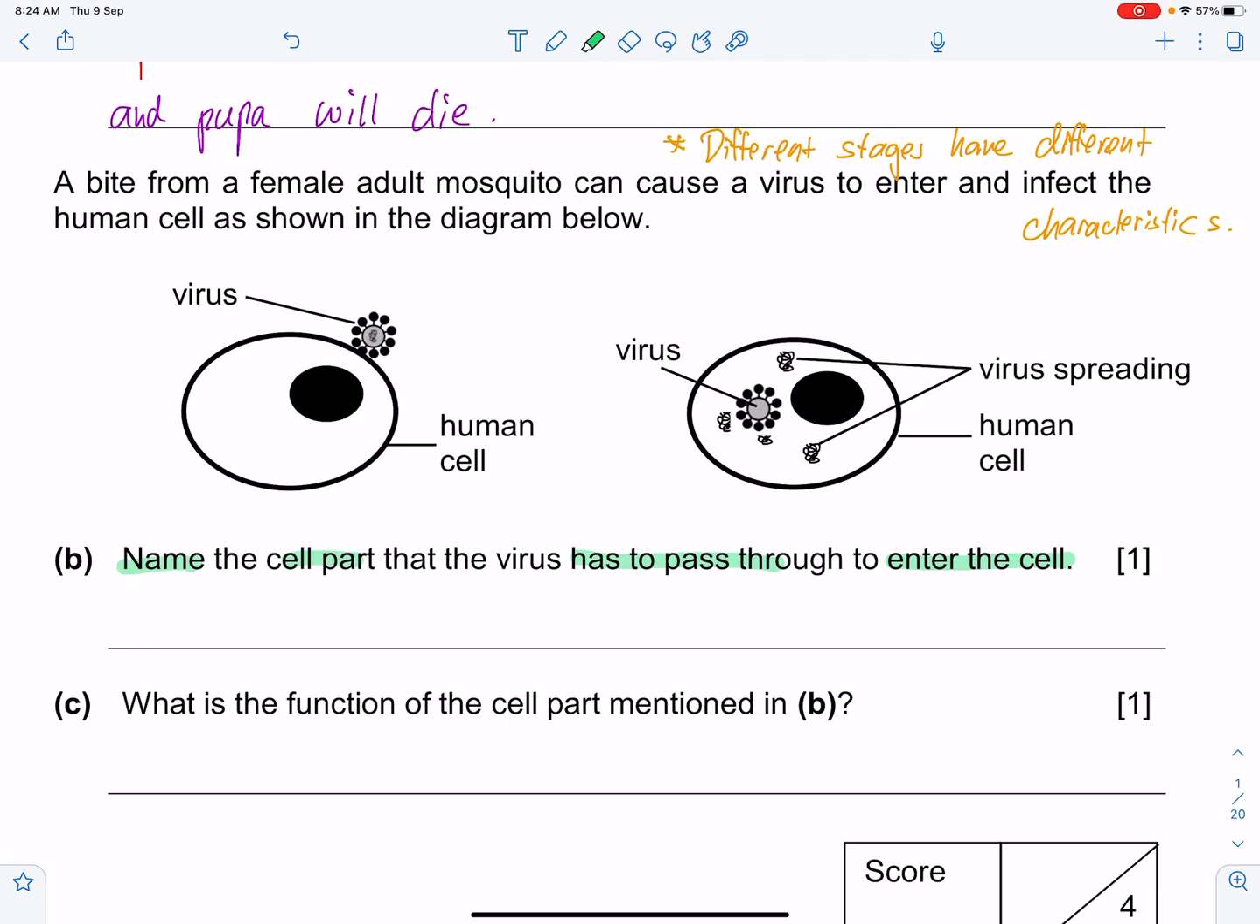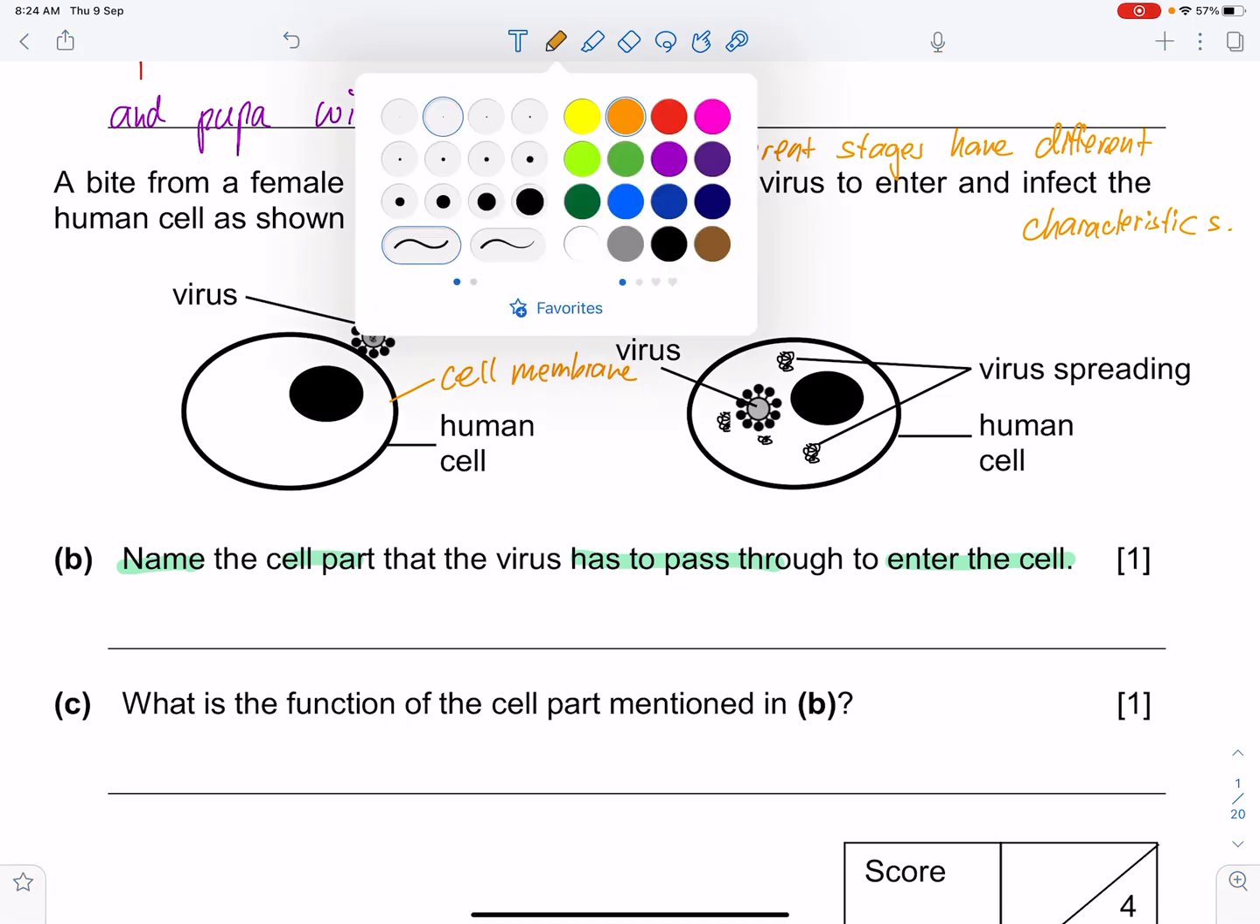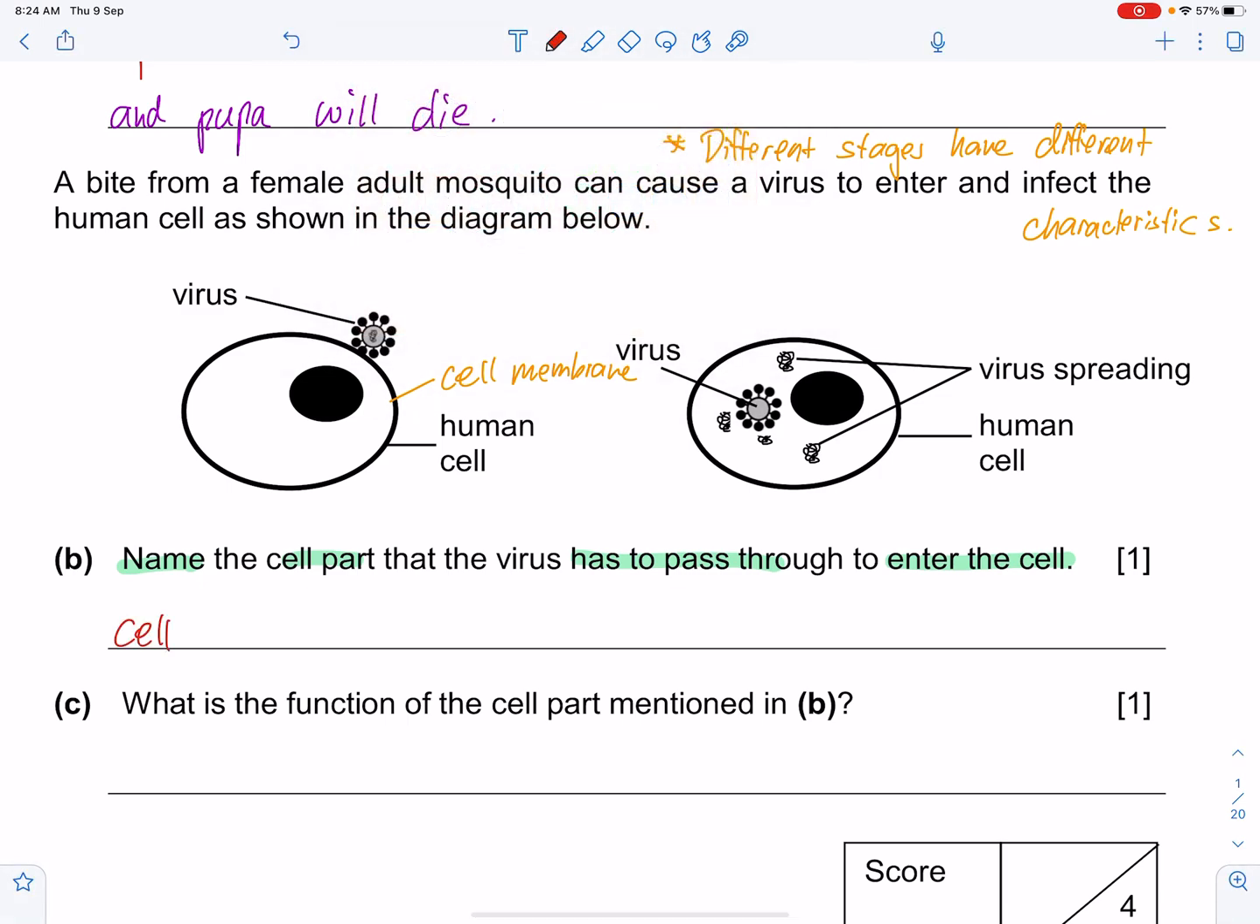So looking at it, you would have already known that it is this structure over here. This is called your cell membrane. Okay, so answer cell membrane. This is very straightforward. Now, what is the function? See, exactly what I told you. It needs to come hand in hand.